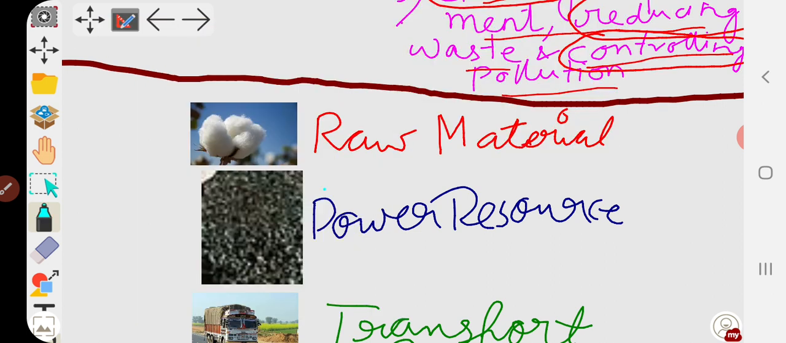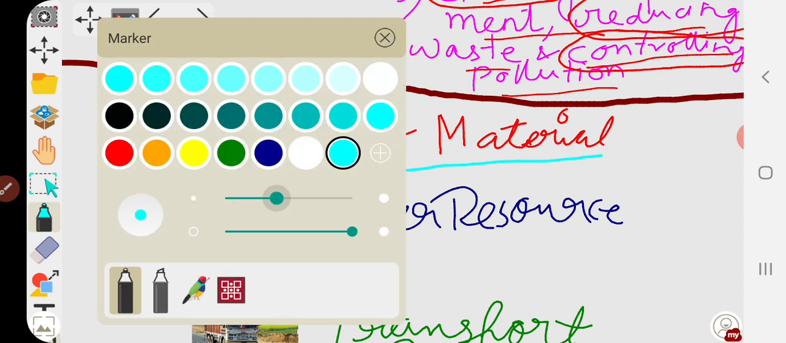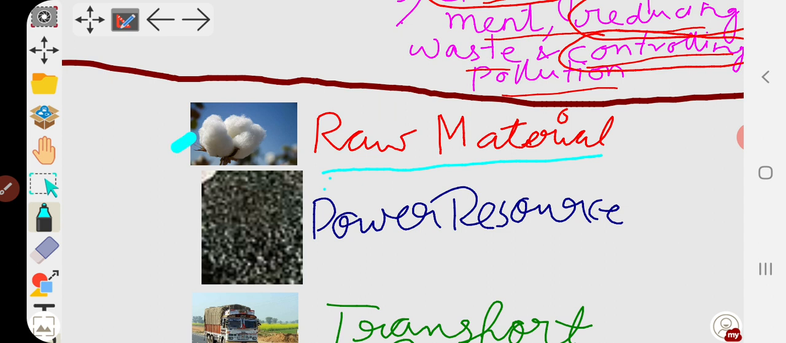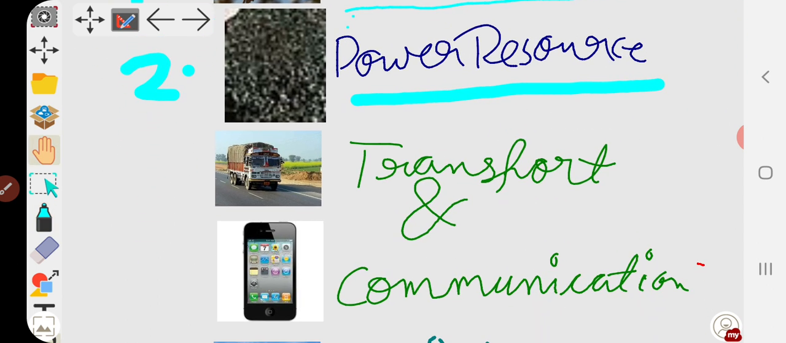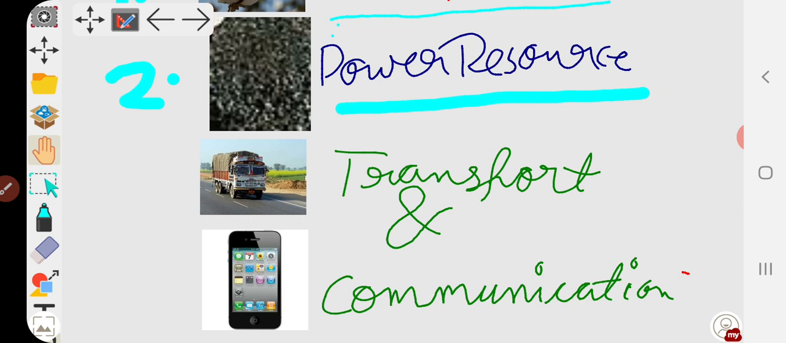You can see the first one, it's related to the raw material. The access to the raw material is one of the important factors related to the location of an industry. Now next, when raw material is to be processed, we need machines. Now when machines are needed, what is needed to run the machines? We need fuel and power. So that is the second factor, that is access to power resources.